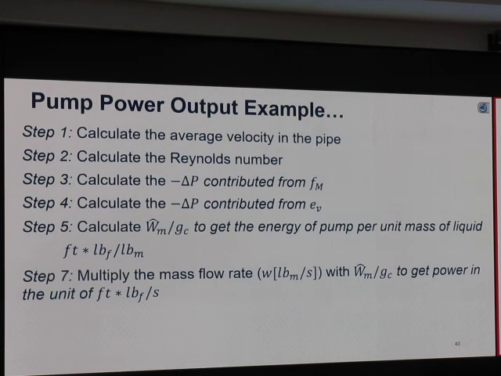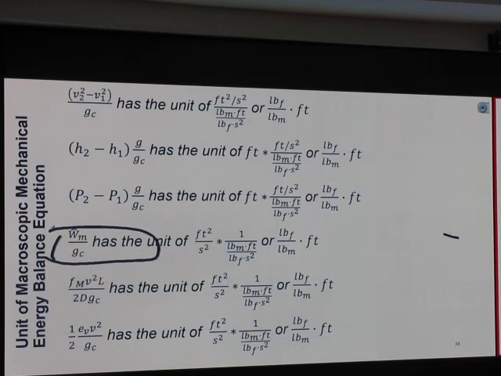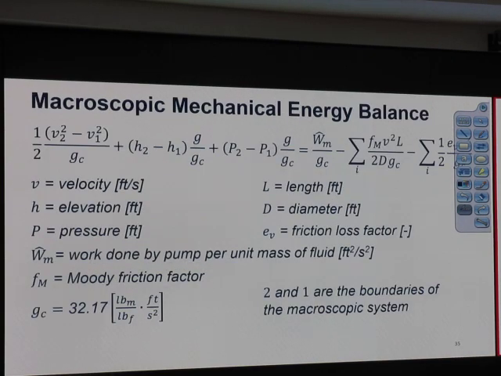Well, let's take a look at how we do it. Step 1, get the velocity. Step 2, get the Reynolds number. Then calculate the Moody friction factor and the accelerational pressure loss coefficient, alpha sub V. And calculate W hat over gc. Then we get the energy of the pump per unit mass of the liquid, in pound force foot per pound mass, because every other term is in pound force foot per pound mass, like this equation gives me. So we don't really calculate W hat sub n, we calculate the whole term, in pound force foot per pound mass.